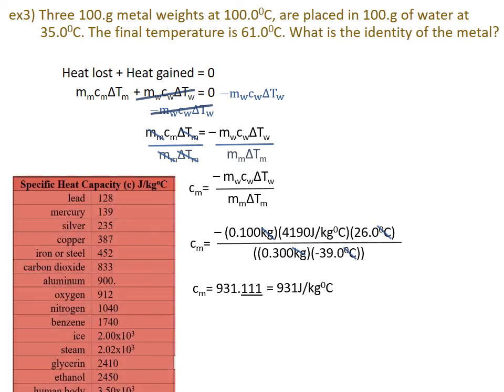So I get out my pink sheet, and the closest thing to 931 is oxygen at 912. But it can't be oxygen because oxygen is not a metal. The closest metal to a value of 931 joules per kilogram degrees Celsius is aluminum at 900. So the identity of the metal, according to our calculation, is aluminum.